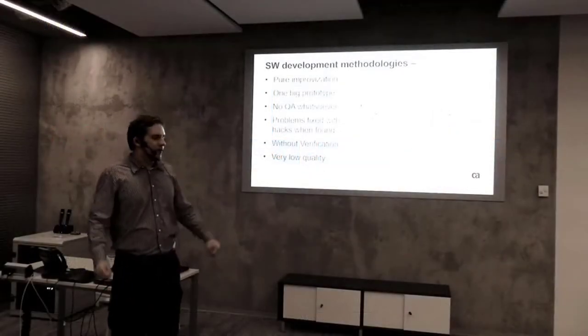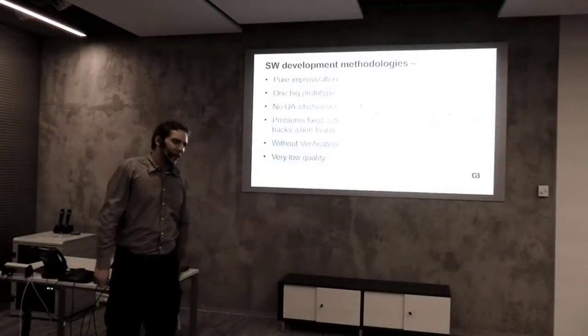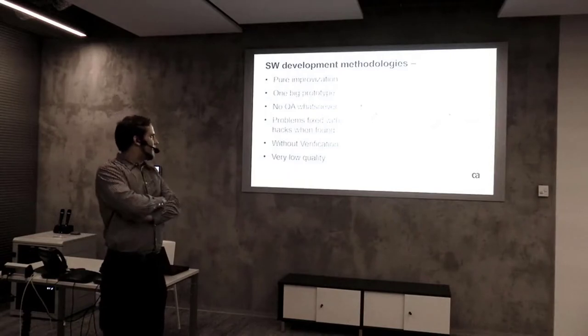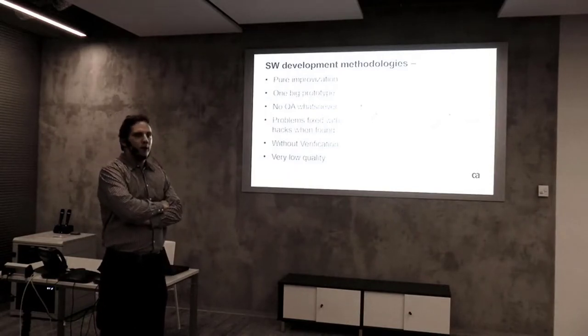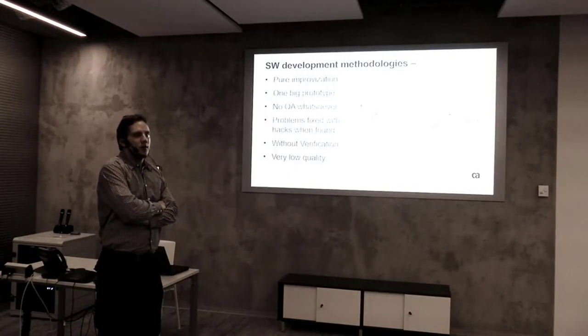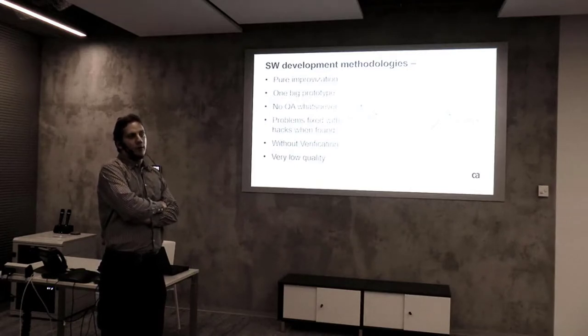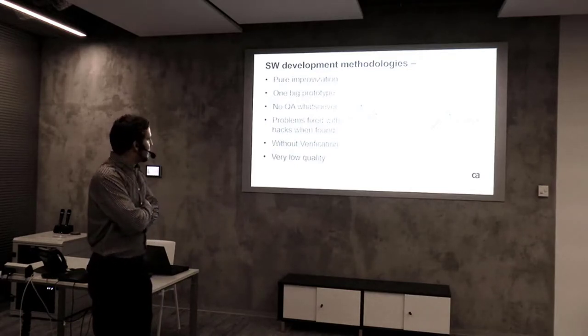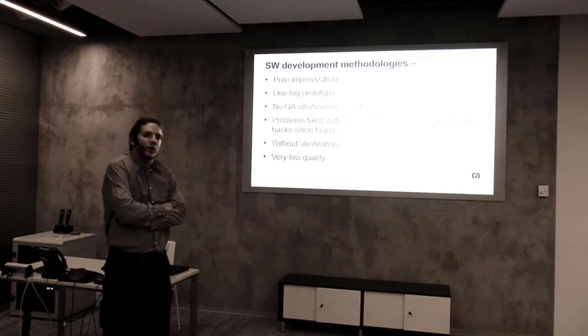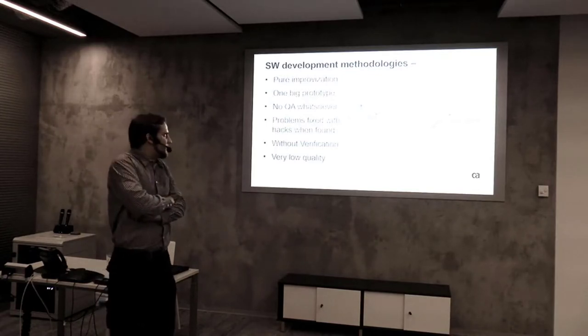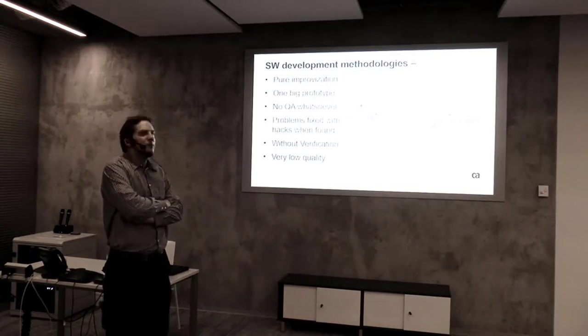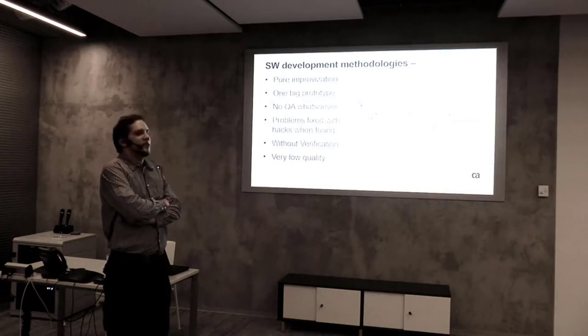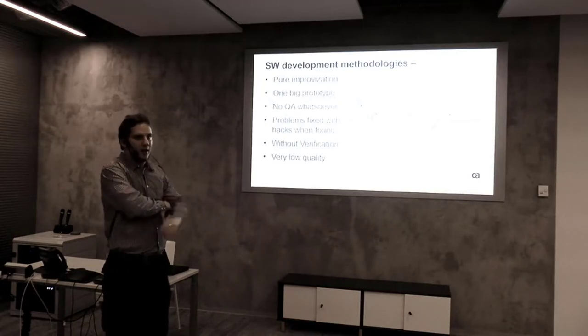The first software development methodology, as it was in the beginning, was debugging. That was in the time where there were no specialists. There were just people doing the code who were often mathematicians. So it was pure improvisation. You wrote the code, you tried to execute it. If it seemed to work, you call it done and you started working on the next.